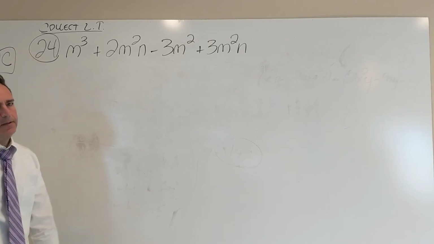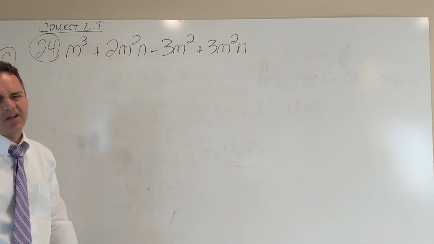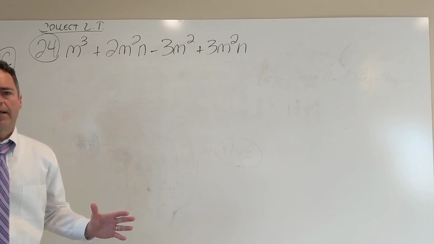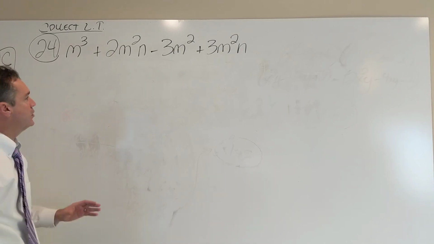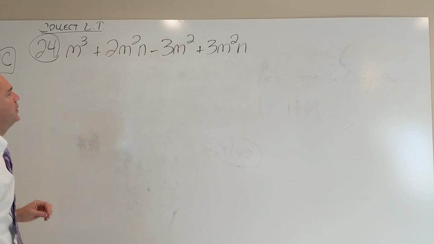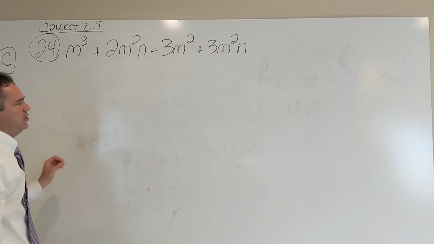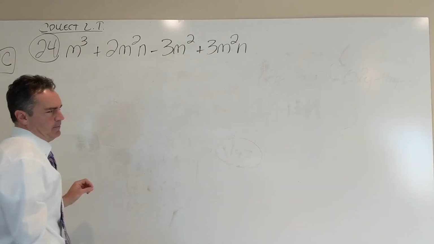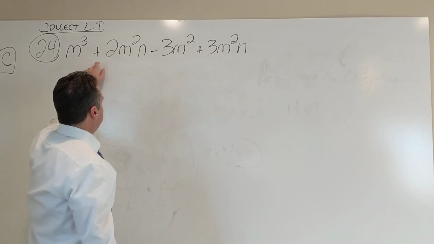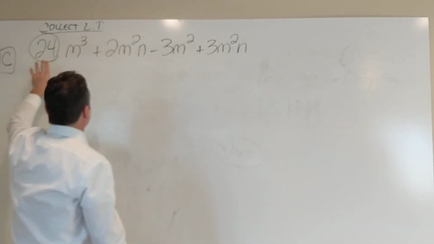All right, we're back. So in part C of section 4.7, they ask you to collect like terms. So I put collect LT up here because LT stands for like terms. And again, you totally know how to do this. We gave you an example in our lecture. I just want to go through it rapidly with you. Let's look at this polynomial. This is number 24 in your textbook. We have m to the third plus 2m squared n minus 3m squared plus 3m squared n. Okay, how many terms are in this polynomial? Let's look. We have 1 separated by plus or minus, 2, separated by plus or minus, 3, separated by plus or minus, 4 total terms.